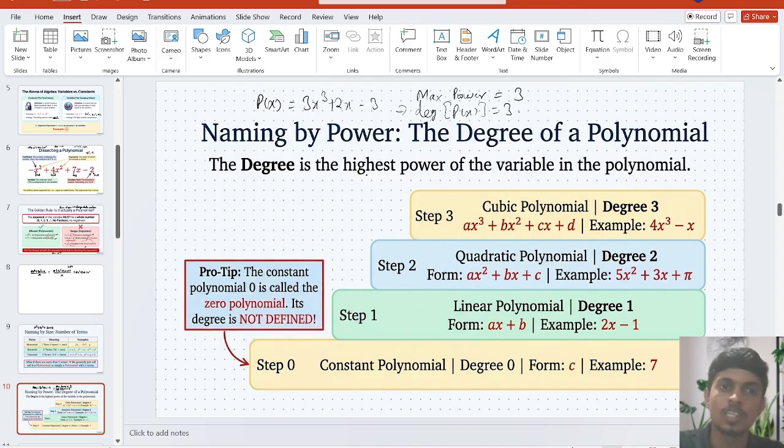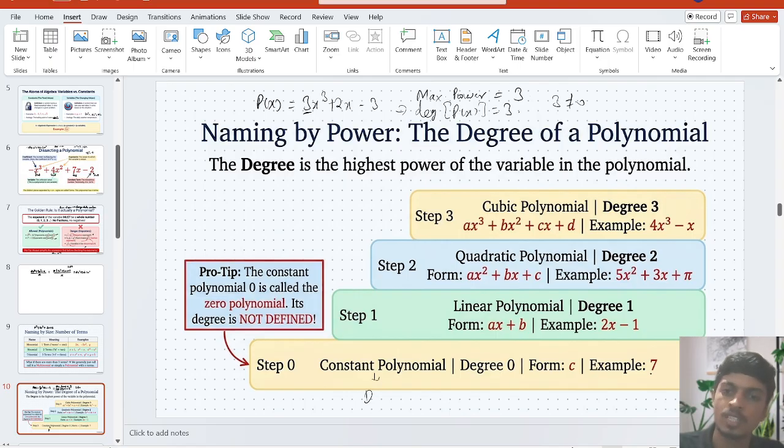So the degree, I already told you. And first pro tip: the constant polynomial 0 is called a zero polynomial. Its degree is not defined. And I also told you, if the maximum power is 3 and its coefficient is non-zero, for example 3x cube is its maximum power and 3 is non-zero, so its degree is equal to 3. And a constant polynomial is what? If the degree is 0.